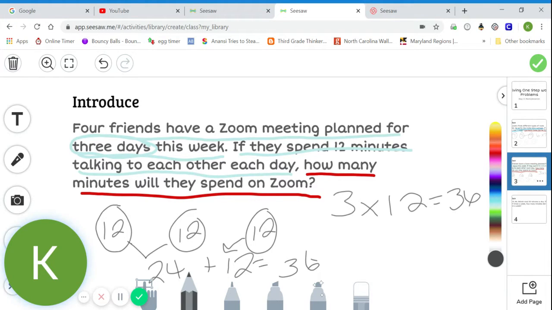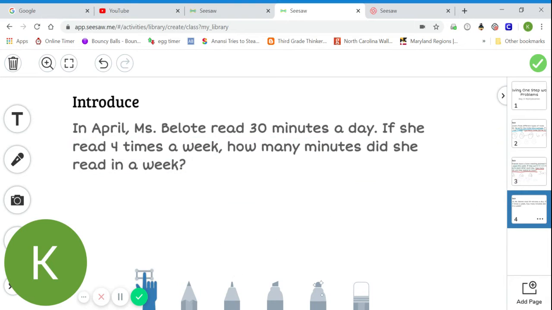All right, let's try one last problem. In April, Miss Belote read 30 minutes a day. If she read 4 times a week, how many minutes did she read in a week? Now, this question has started off a little bit differently. Let's underline some of that important information.